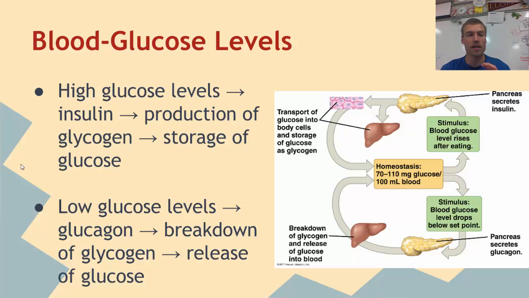Now, if at some point your blood glucose levels get too low, that stimulates the pancreas to release glucagon, which stimulates the breakdown of glycogen, which is then going to release glucose. So we have a homeostatic mechanism through negative feedback that is going to help maintain proper blood glucose levels.